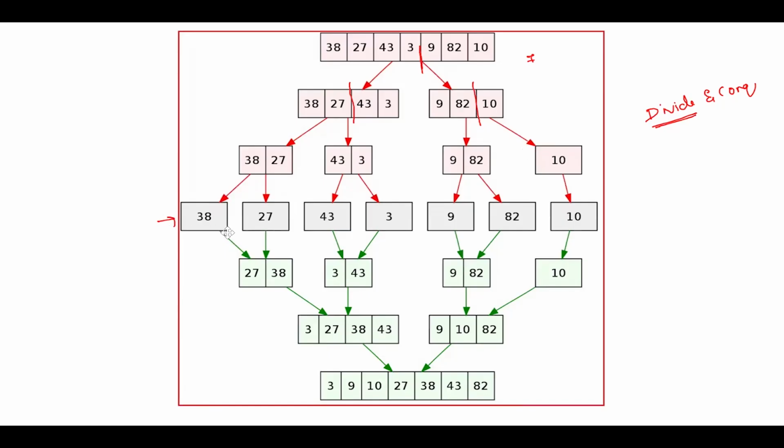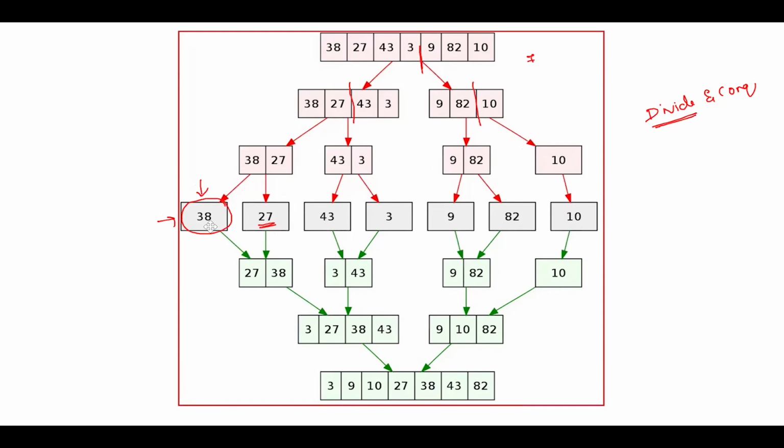As you can see, we have received single elements in a particular array. When I find a single element in any array, I say that by default this is sorted. If I'm considering this example, there is only 38, it is already sorted. Similarly, 27, it is sorted. So each one of them is sorted in its own array. Now our task is to combine them back in a way that they are sorted.